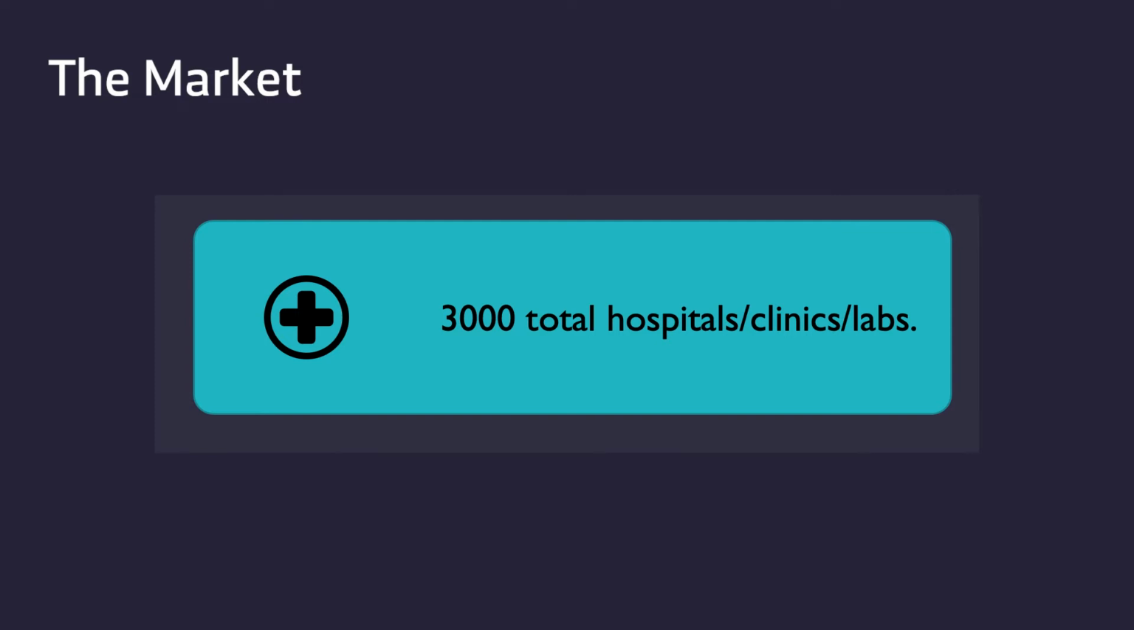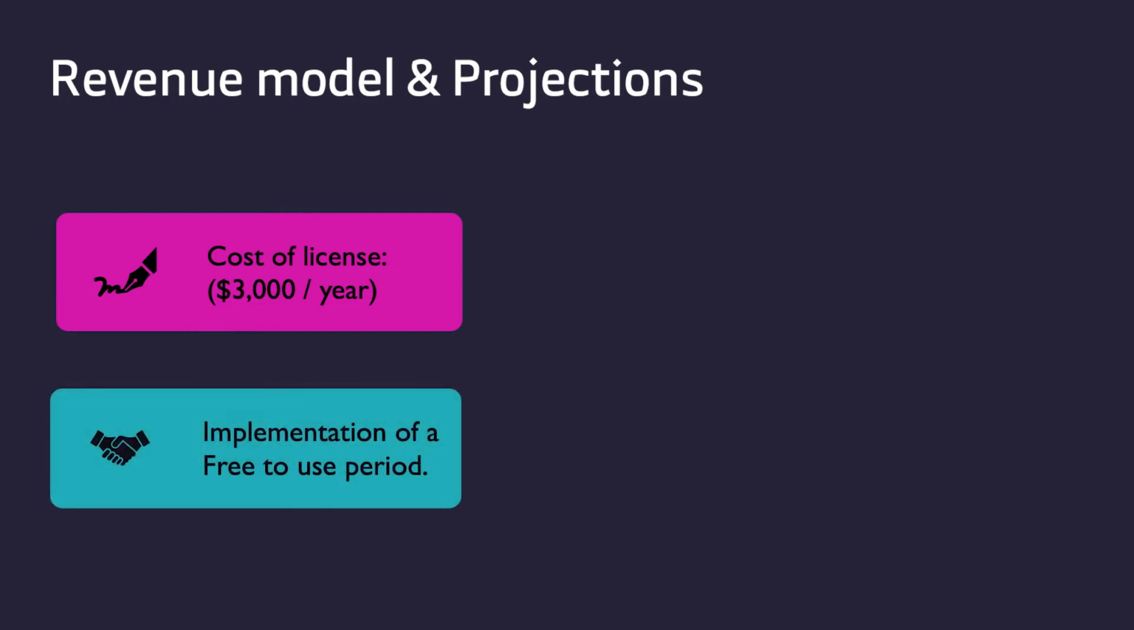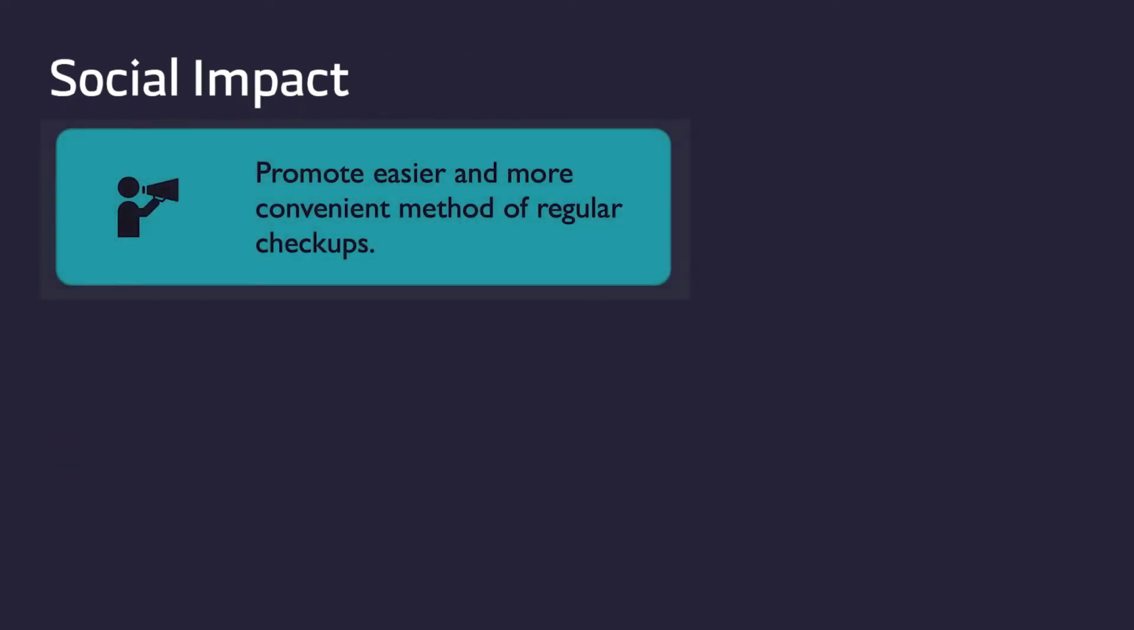in the GCC. Our revenue model is based on renting our model's license to hospitals with a starting price of $3,000 per year, and is expected to increase based on the increase of our model's accuracy. Before we implement our revenue model, we first need to implement a free use period to increase our product's popularity and accuracy. This project is going to promote an easier and more convenient method of regular checkups.